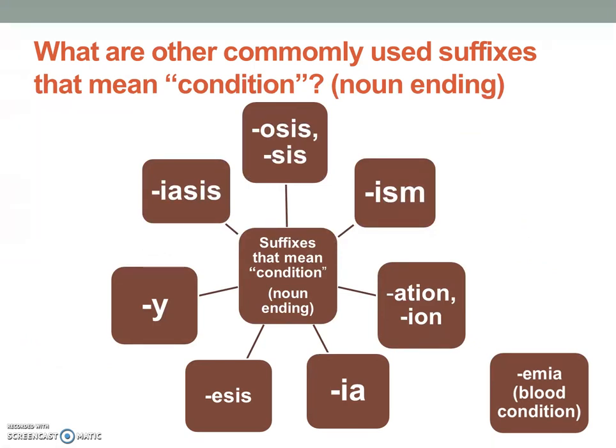So what are some of the other commonly used suffixes that mean condition? Starting from the top and going clockwise: osis, cis, ism, asis, ion, ia, isis, y, which is pronounced e, and iasis. These all give medical terms noun endings. Emia is another special case. Emia means blood condition. It's a specific type of condition.